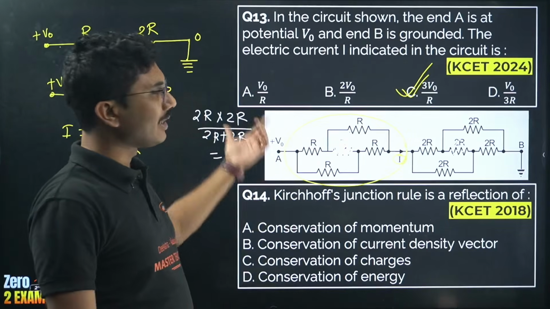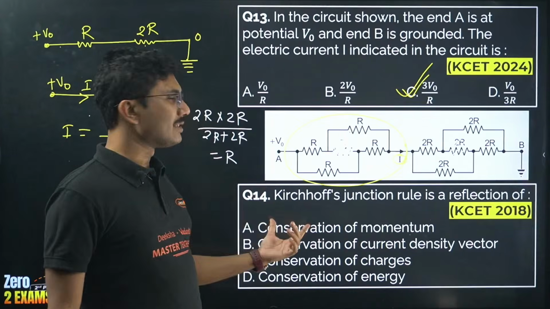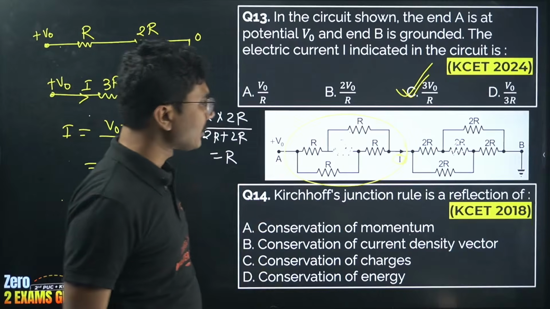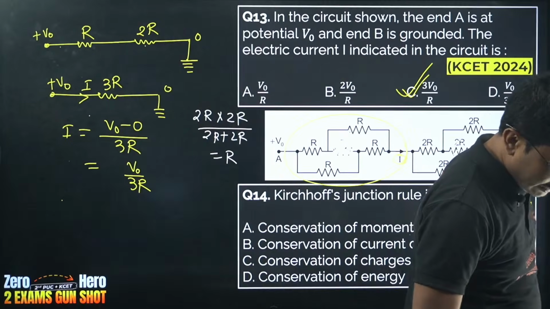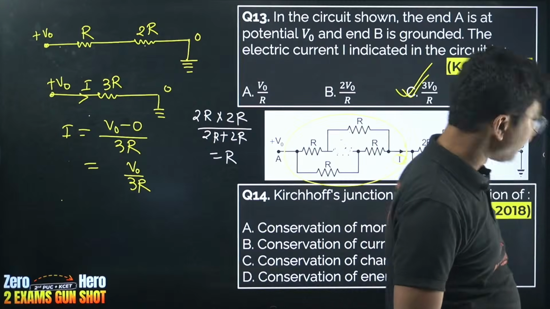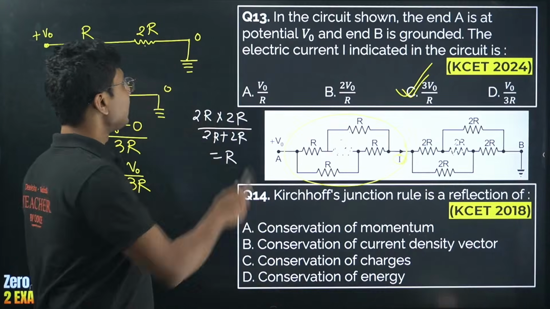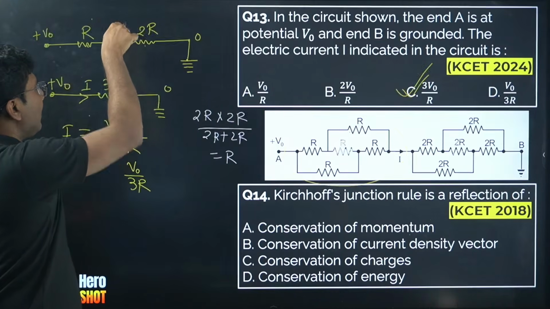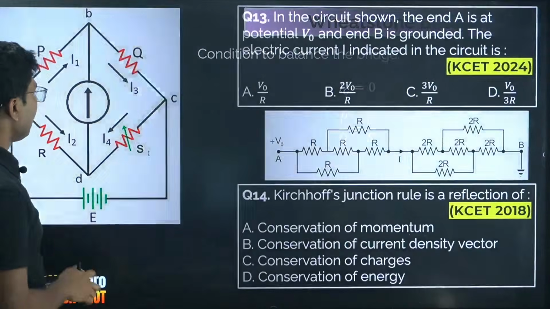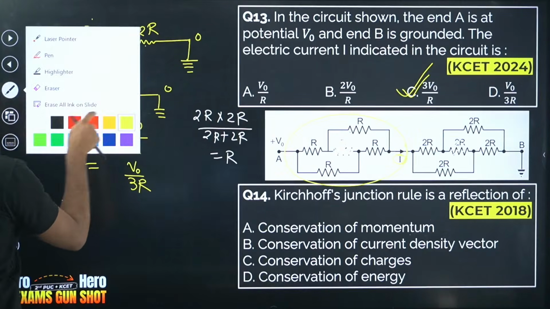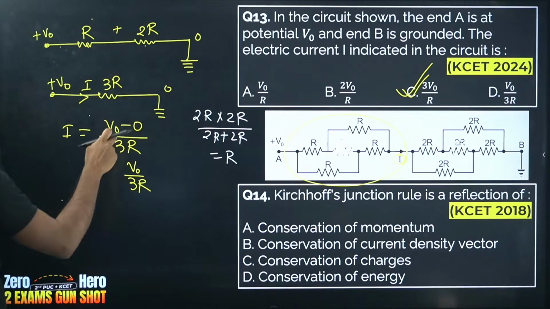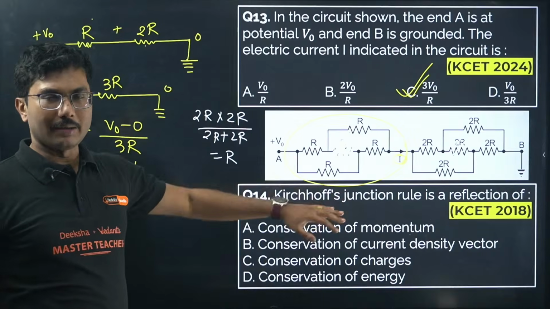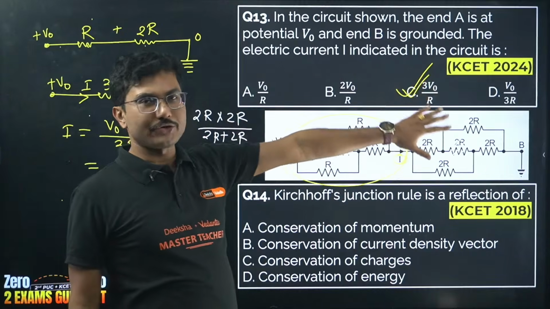Now question number 14, very easy question. Nowadays this question is very common in your PUC exam as well. Kirchhoff's junction rule is a reflection of... 13A? No, 13A Mohammed Ibrahim, 13A is not correct. So this is R plus 2R, they are in series. So R plus 2R means it will be V0 by 3R, not V0 by R. Be careful. You need to practice such questions again and again.